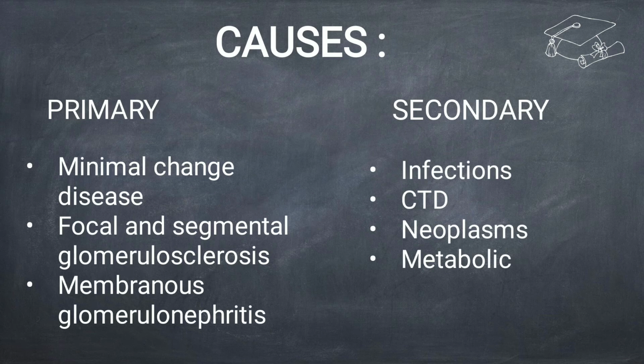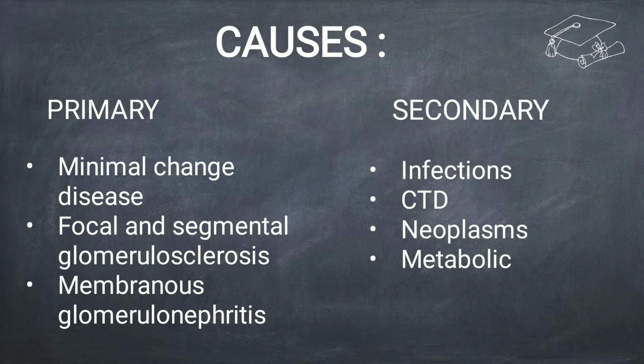Next thing, we need to see the causes. What are the causes? It can be the primary causes or secondary causes. Primary causes, we have minimal change disease, focal segmental glomerulosclerosis, membranous glomerulonephritis. So the most common cause is minimal change disease that is seen mostly in children, and in adults we get mostly membranous glomerulonephritis.